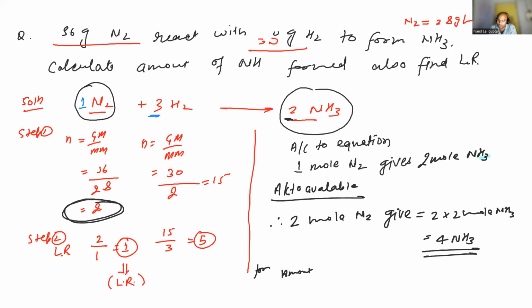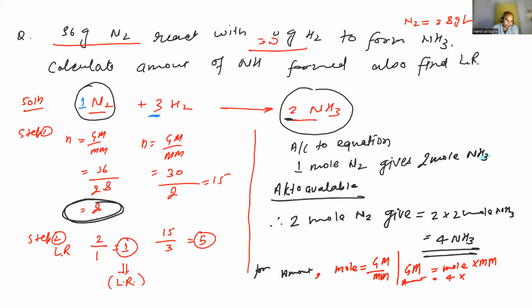For amount, if you are calculating, mole is equal to given mass over molar mass, right? So given mass is the amount. Here you see, given mass is equal to mole into molar mass. Is it okay? So mole is 4.